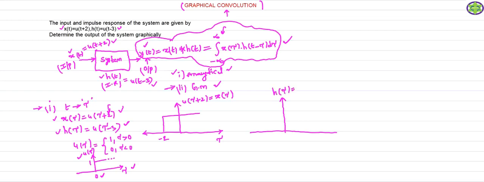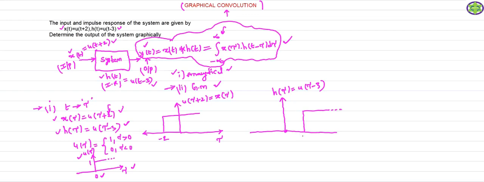So your h of tau is equal to u of tau minus 3. So how can you plot u of tau minus 3? You just shift u of tau by 3 units to the right-hand side. So this is your u of tau minus 3.